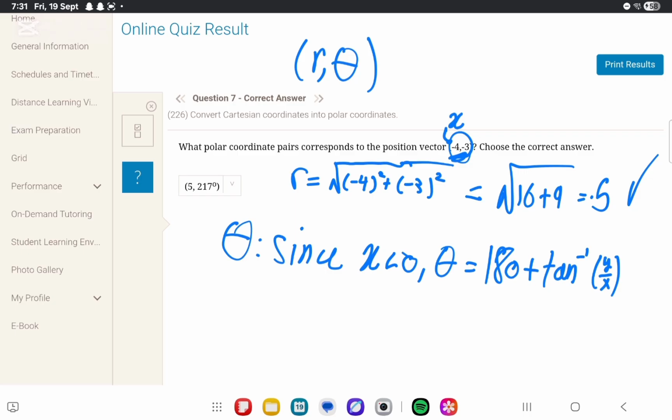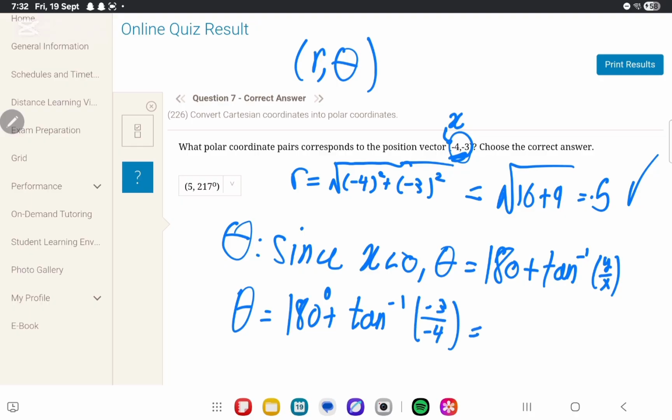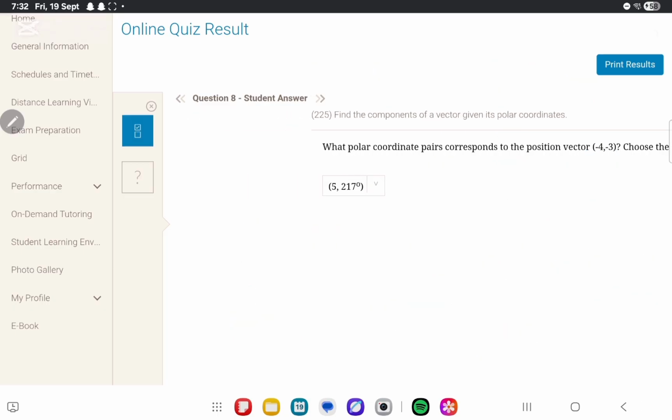Anyway, now that we know this part, we've identified the formula for theta. Theta is going to equal 180 plus the inverse tangent of -3 over -4. So remember, it's y over x. 180 plus inverse tangent of -3 over -4 gives me 216.8, which will round to 217 degrees. So as a polar coordinate, it's going to give me 5, 217 degrees. Okay, moving on.